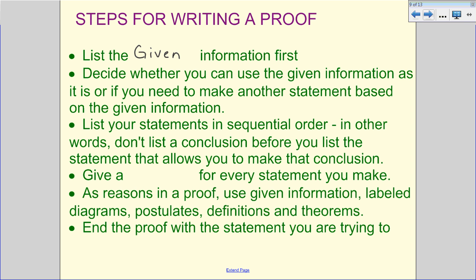I may know that something is right angles, but then I need to say that those right angles are congruent, because all right angles are congruent. So just because they tell me I have 90-degree angles doesn't mean that I know that they're congruent. So there's sometimes those extra steps you have to list, that extra logic. You list your statements in sequential order. In other words, you don't list a conclusion before you list the statement that allows you to make that conclusion.